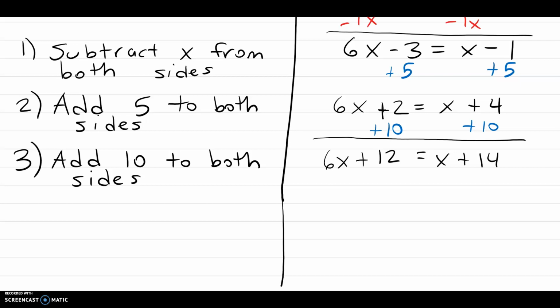Okay, we have 2 more steps. For step 4, I've got 5x plus 12 equals 14. So again, we look at what changed from my step 3 down to step 4. This time it looks like an x completely went away, so it means that I am subtracting here. So I had to have subtracted x from both sides.